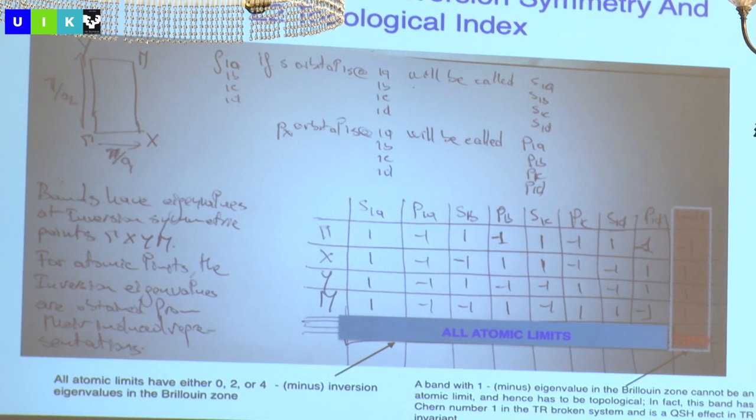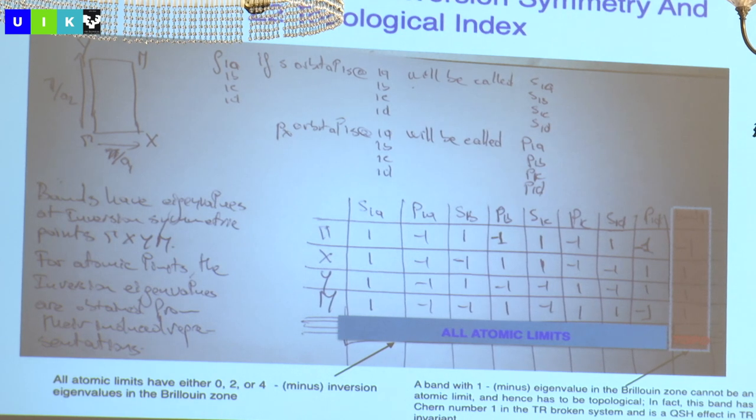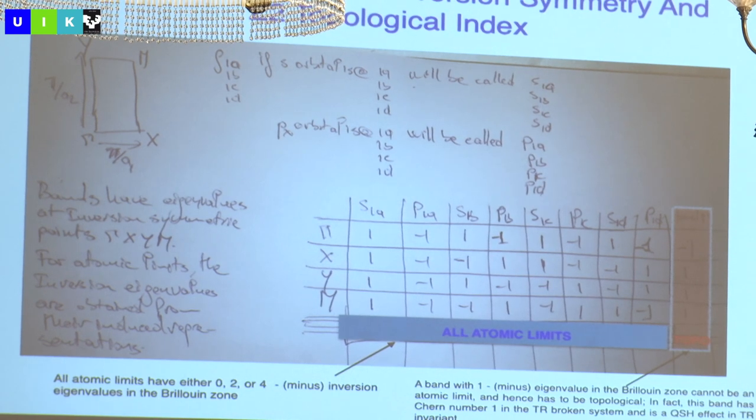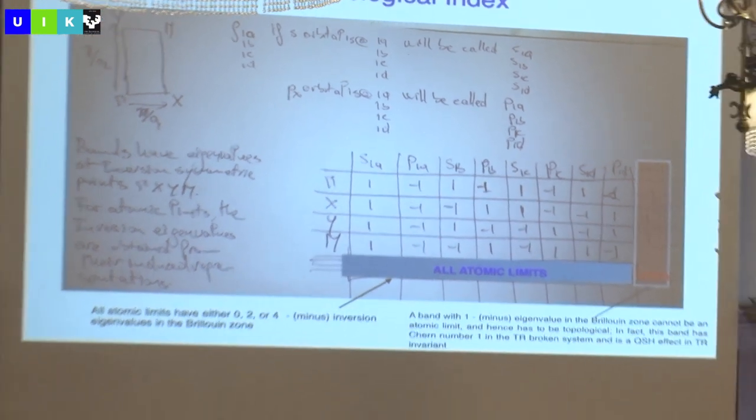So this can be generalized to any symmetry group. You can always find atomic limits by some mathematical procedure. And then you can find the topological bands by asking which bands cannot be written as sums of atomic limits. And these are, for example, this one, I can never write it as sums of atomic limits. Yes?